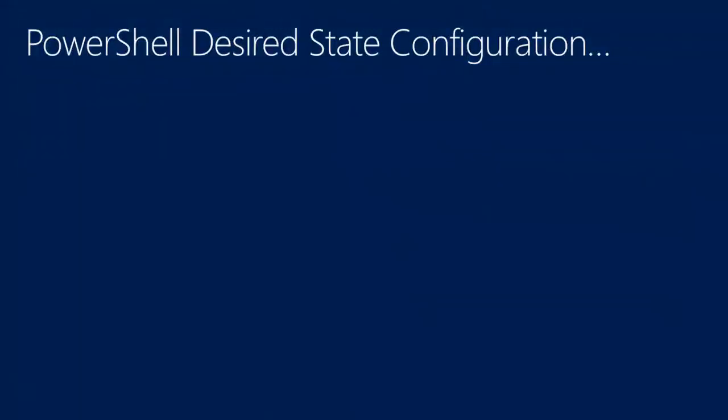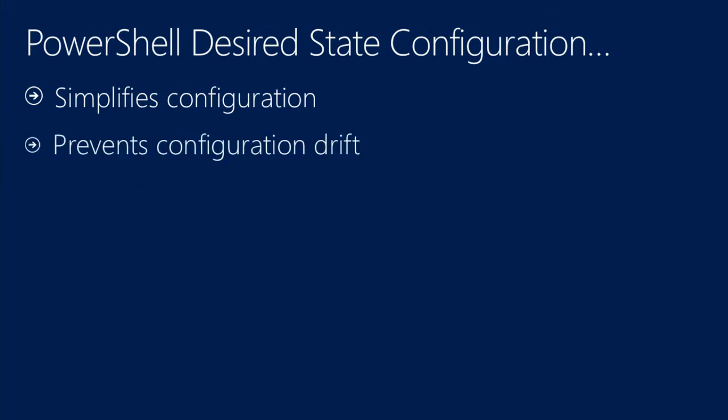So, what does DSC give us? It simplifies configuration. It enables you to define your configuration in a declarative way. And it prevents configuration drift. Once you configure something, and let's say there is an unintended change, then DSC can either automatically correct it, or it can correct based on your trigger, and that's a choice you can make. But DSC can correct the configuration drift.